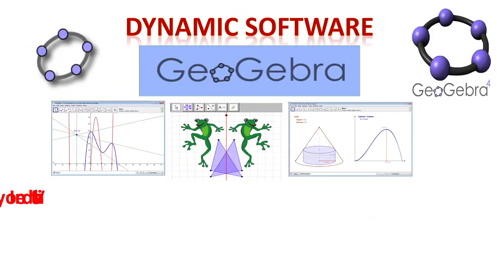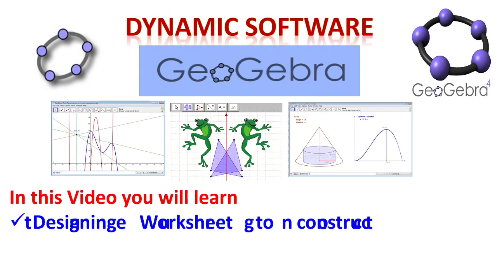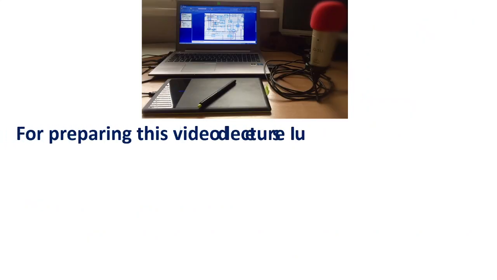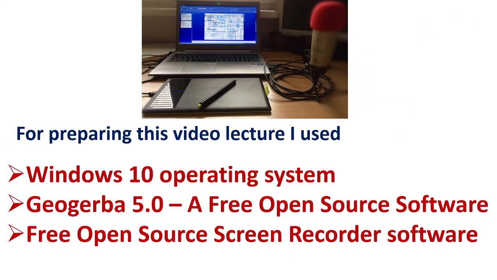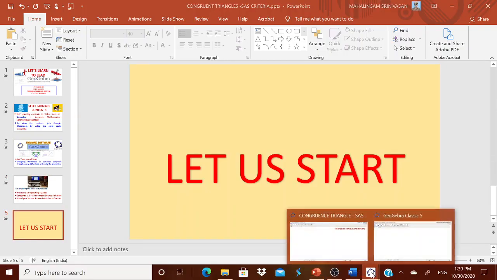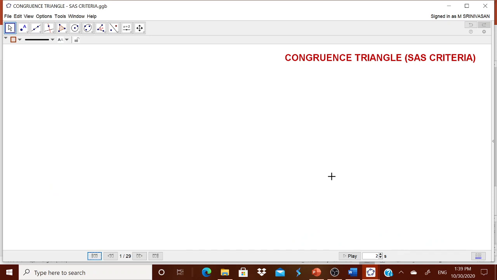73AUMBO. In this video, you will learn designing a worksheet to construct congruent triangles using SAS, two sides and one included angle criteria, and verify the properties. For preparing this video lecture, I used Windows 10 operating system, GeoGebra 5.0, a free open source software, and free open source screen recorder software.